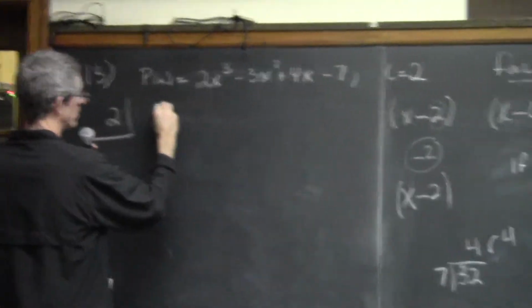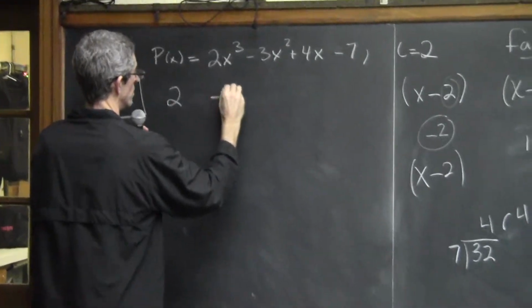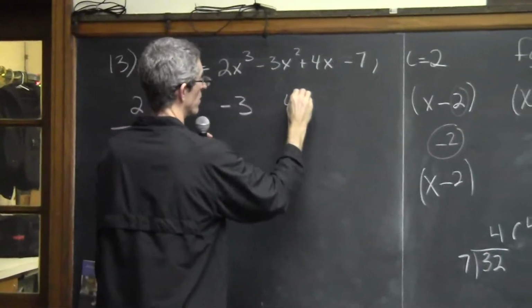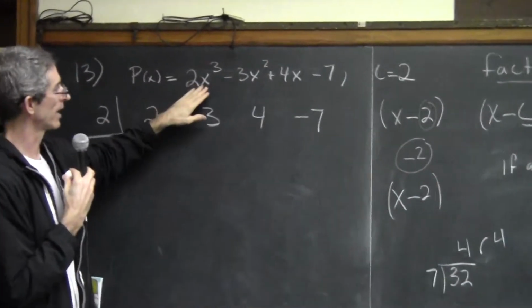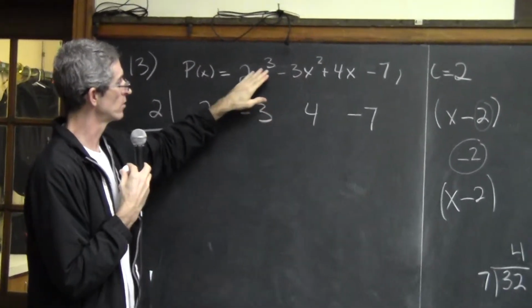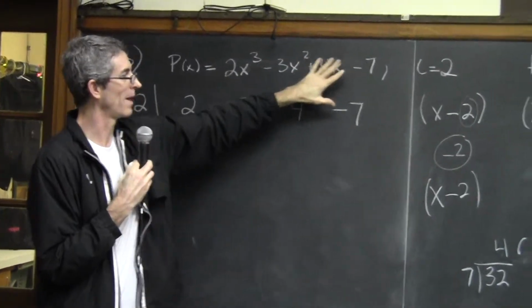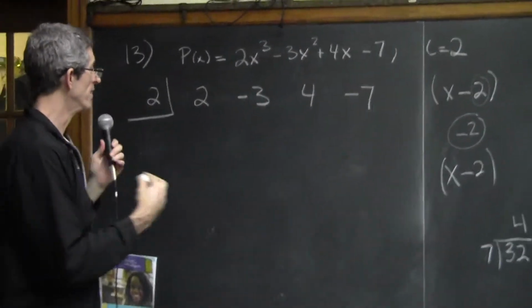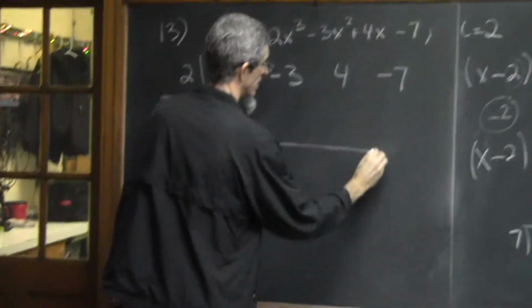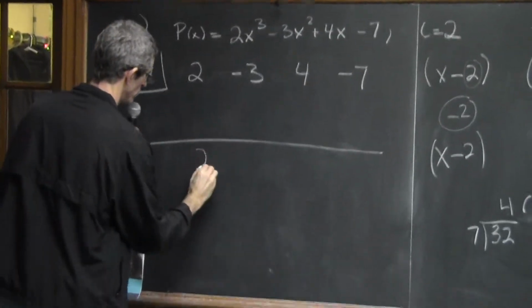Now I put all the coefficients in, 2, negative 3, 4, negative 7. Make sure you check all the x terms. So there's cubed, squared, and 1. So I'm not missing any x's. If I were missing an x, I'd have to put a 0 in there. Don't forget that. And then write your little line, and then bring down the 2.